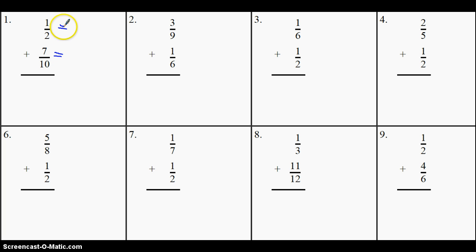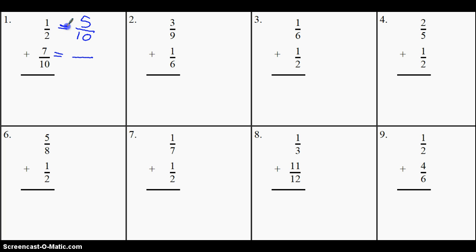Now notice how I have equal signs here. The reason I put those little equal signs is because I'm actually going to come up with a fraction that is equivalent to 1/2 and a fraction that is equivalent to 7/10. Now, this 2, I'm going to make it a 10. And what do I have to multiply 2 by to get 10? 2 times 5 gives us 10. So if I multiply my denominator by 5, I must multiply my numerator by 5. And 1 times 5 is 5. So 1/2 is equivalent to 5/10.